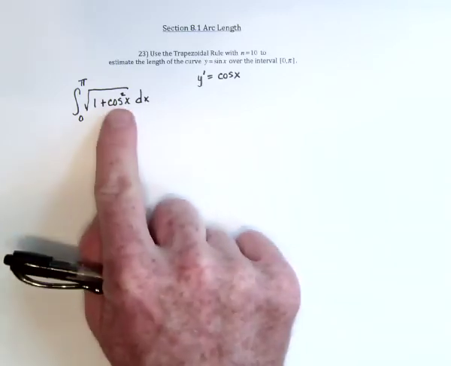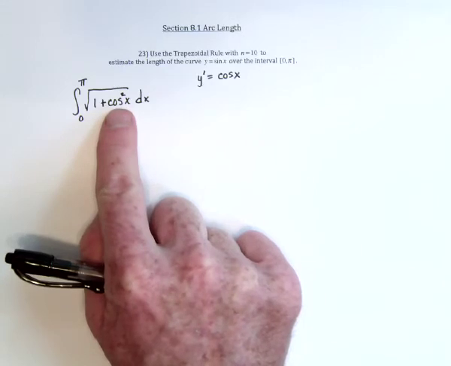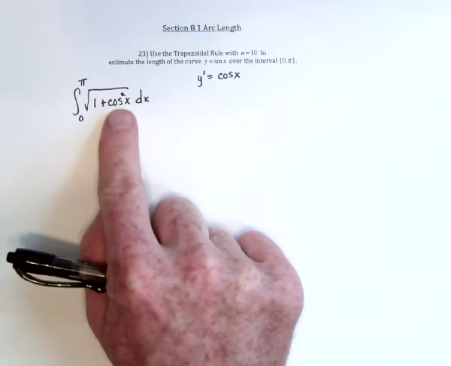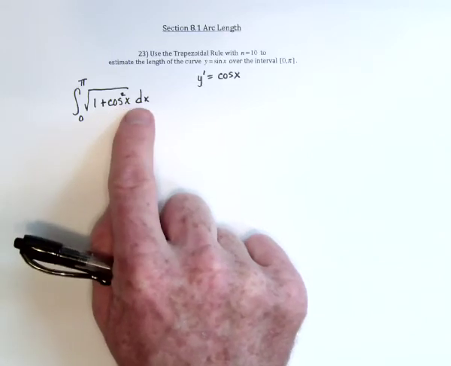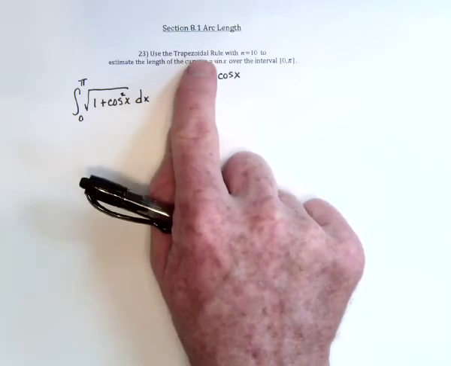U substitution is not going to work because if you let u equal anything with a cosine, the du is going to have a sine x dx, and there is no sine out here. So instead, we're going to use the trapezoidal rule to make an estimate for this integral.